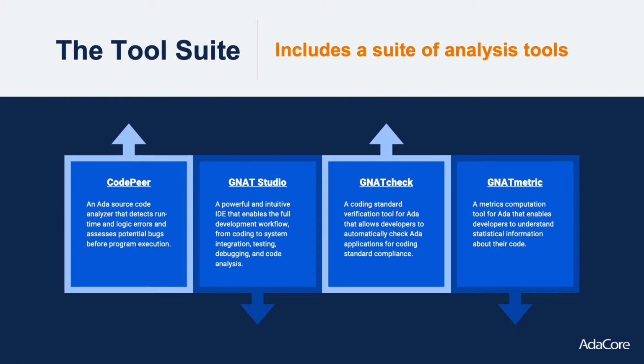The primary tool is, of course, the CodePeer Advanced Static Analysis tool. It is an Ada source code analyzer that can detect potential runtime and logic errors before program execution. The tool suite also includes GNAT Studio, AdaCore's flagship IDE, which makes editing, scanning, and maintaining Ada and multi-language software projects a breeze. There is also the GNATcheck tool, which is a coding standard checking tool for Ada. Developers, reviewers, and software managers can use this tool to enforce coding standard guidelines on software projects. And a tool called GNATmetric is also included, which is used to calculate statistical information about a piece of code, such as cyclomatic complexity.